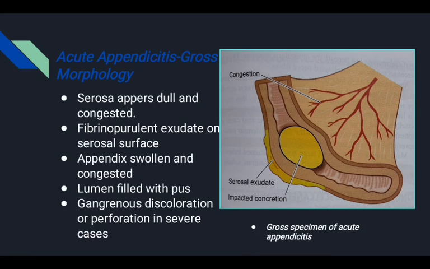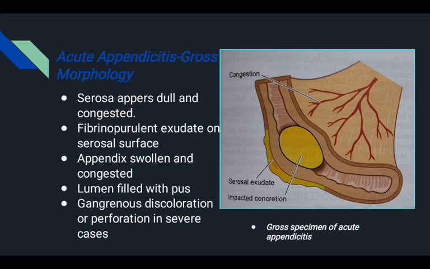Gross morphology of acute appendicitis. Serosa appears dull and congested. Fibrino-purulent exudate on serosal surface. Appendix swollen and congested. Lumen filled with pus. Gangrenous discoloration or perforation in severe cases.